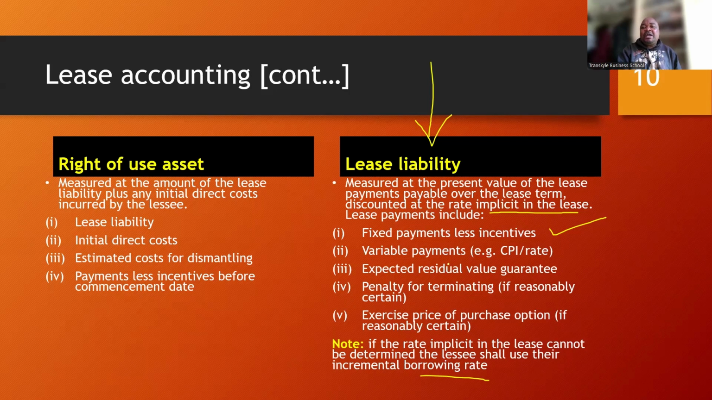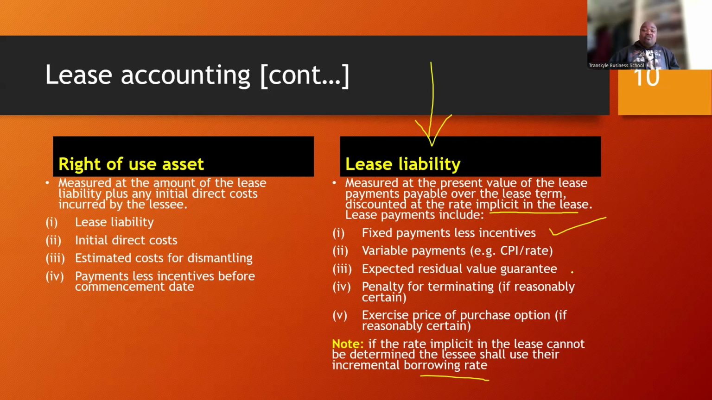There could be some variable payments, which could be adjusted with some index, maybe inflation adjustment and so forth. They need to be also accounted for. There could be payments related to the expected residual value guarantees. Okay, residual value guarantees. A residual value guarantee or guaranteed residual value, right?